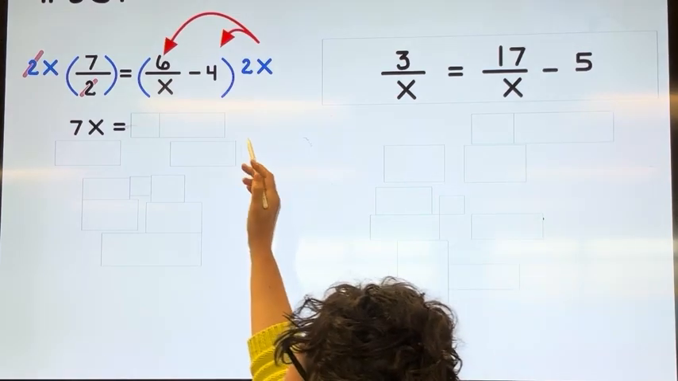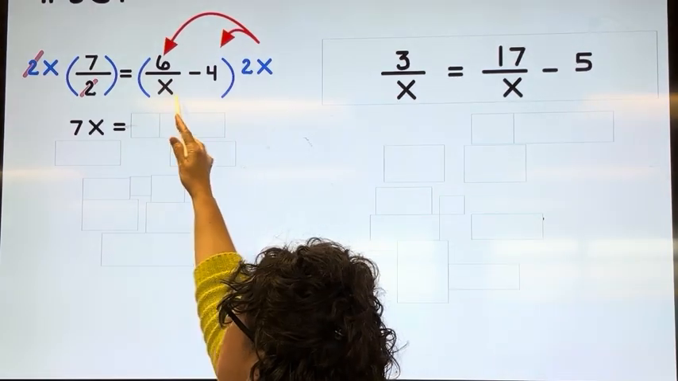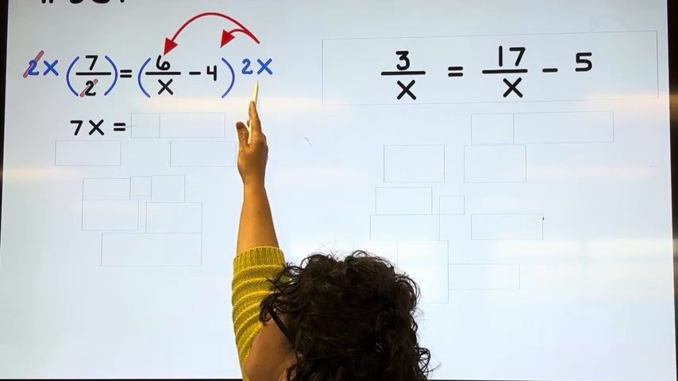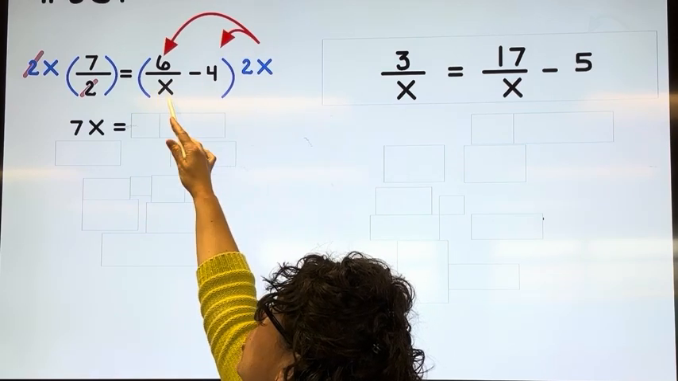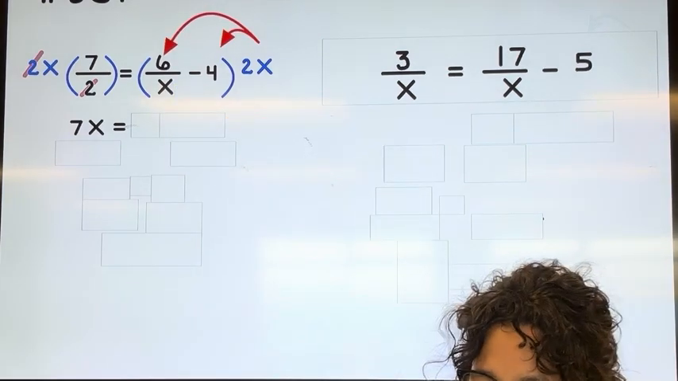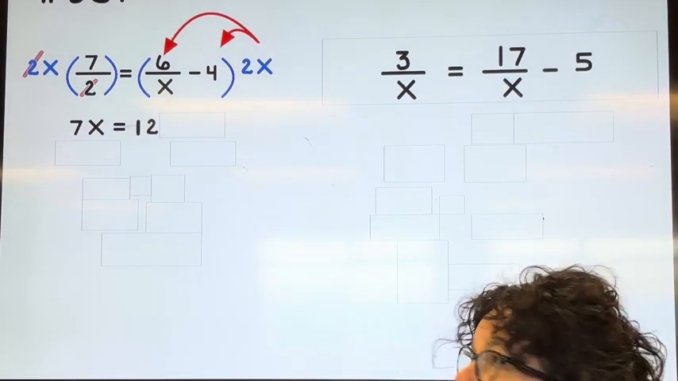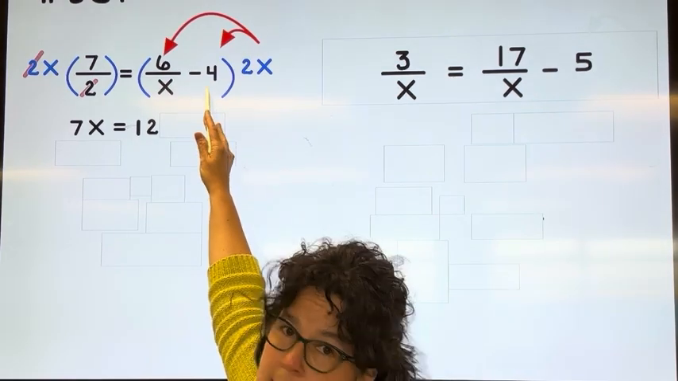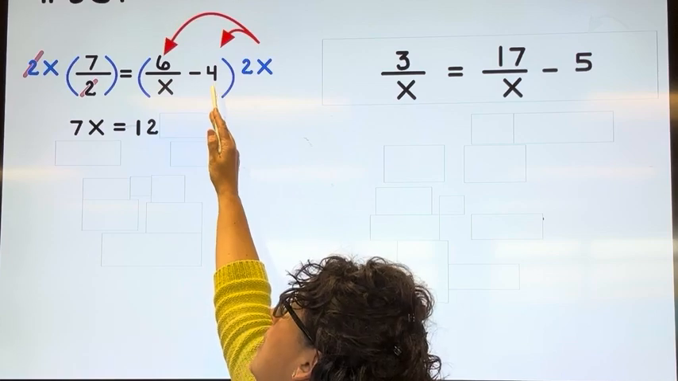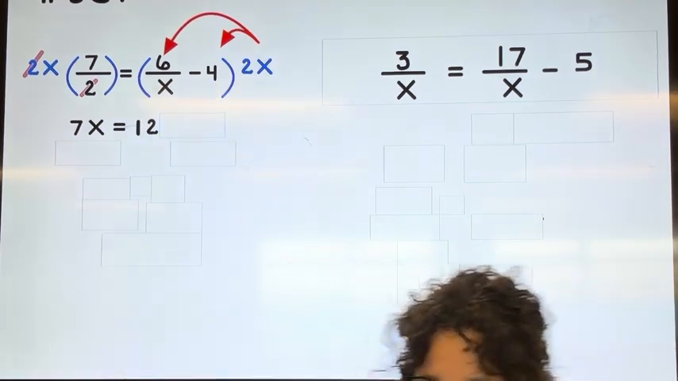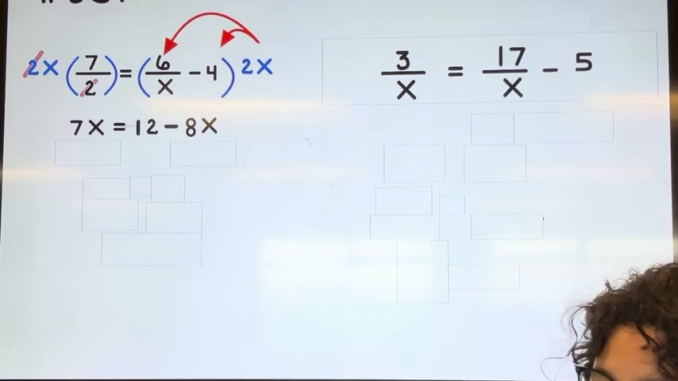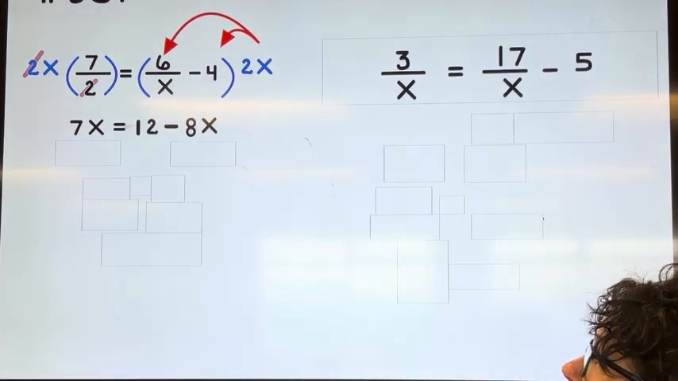Okay, so when I multiply 2x times 6 over x, this x is going to cancel that x, and so what's going to be left is the 6 and the 2, and 6 multiplied by 2 is 12. Then when I take 2x times negative 4, positive times negative is negative, and 4 times 2 times x is 8x. So I'm going to end up with negative 8x.